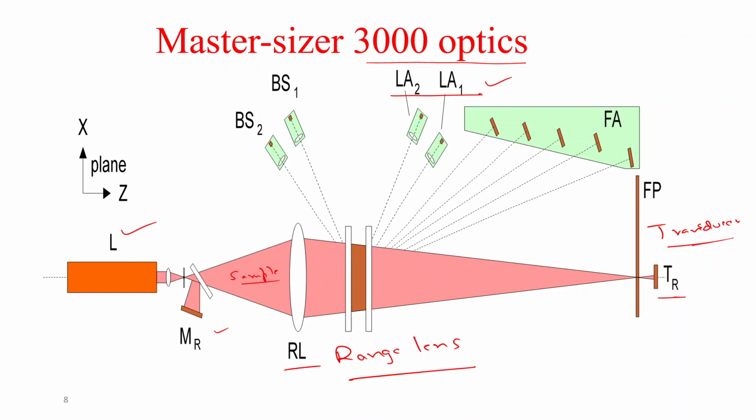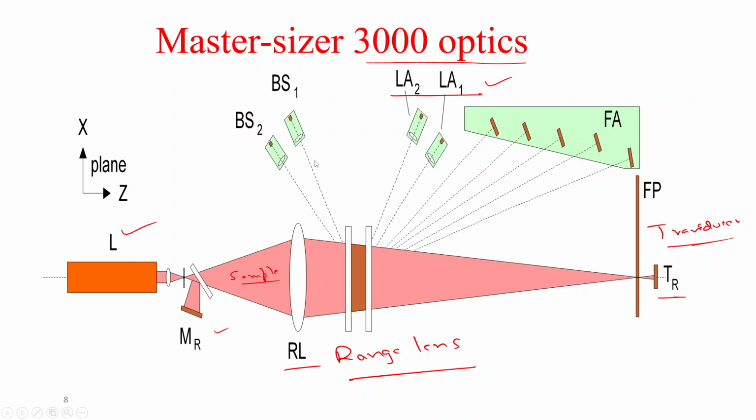And then we have the lens array also, which will focus the light onto the detectors so as to improve the signal. And then we have the transducer also, which will convert the intensity signal generated to the data in the instrument. Okay, this is the basic, simple setup.